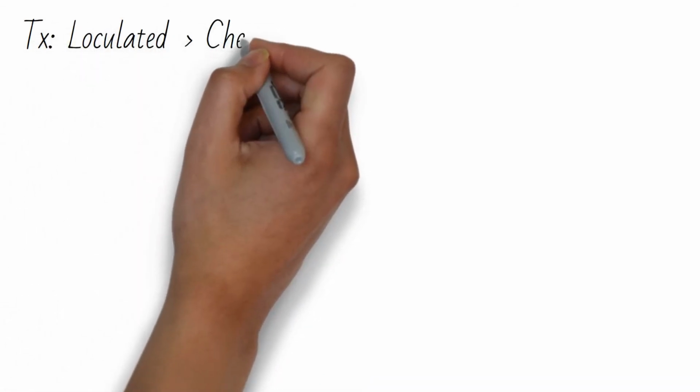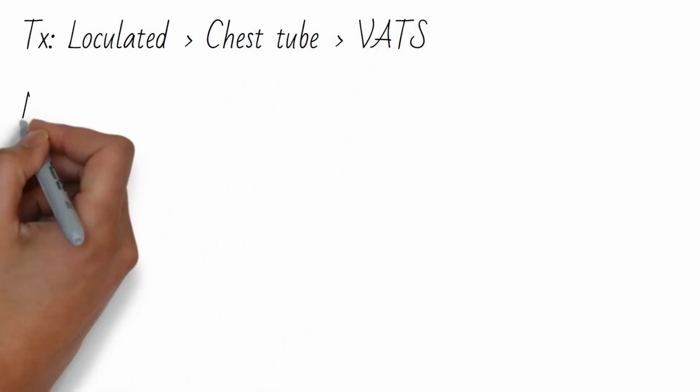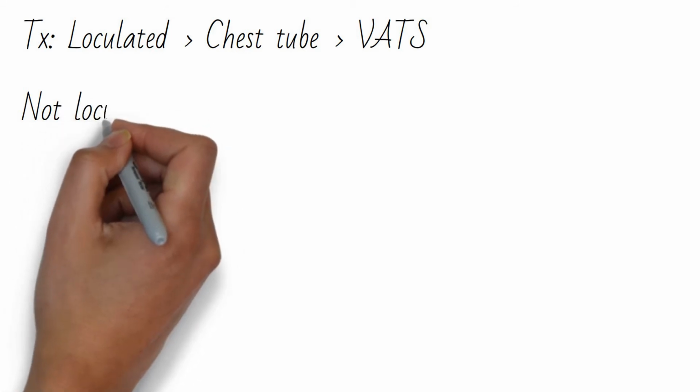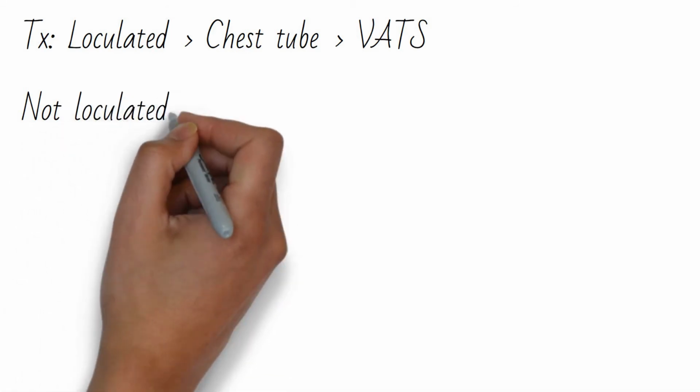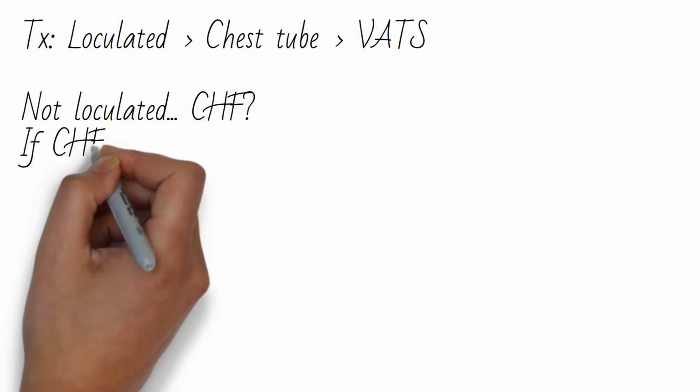If this doesn't resolve the effusion, TPA and DNase can be used to break up the fibrin loculations within the pleural effusion. Finally, surgery, such as VATS, can be used when other treatment options are exhausted.